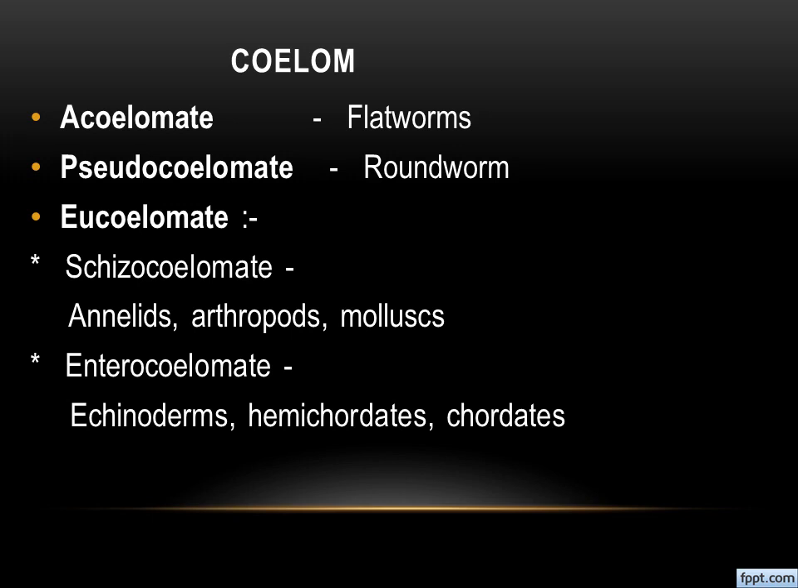So the schizocoelomate type is present in the phyla annelids, arthropods as well as mollusks. Then the enterocoelomate coelom is present in echinoderms, hemichordates as well as chordates. Is it clear? Let us go on clearly. Fine.